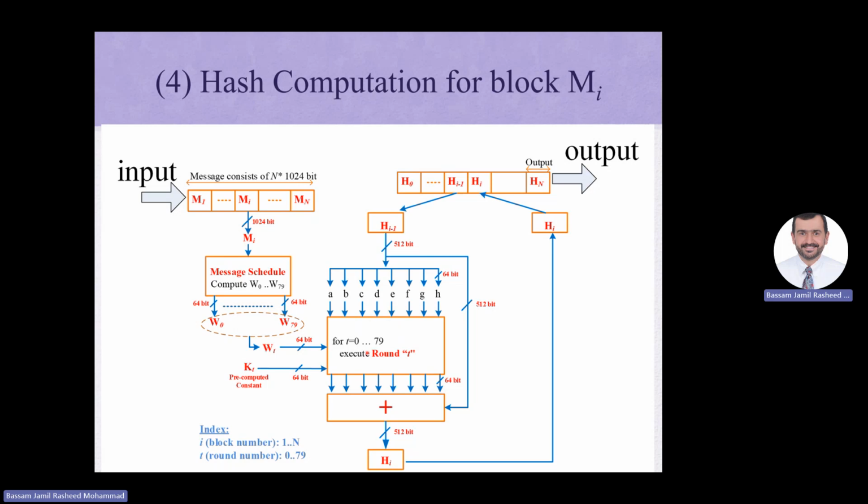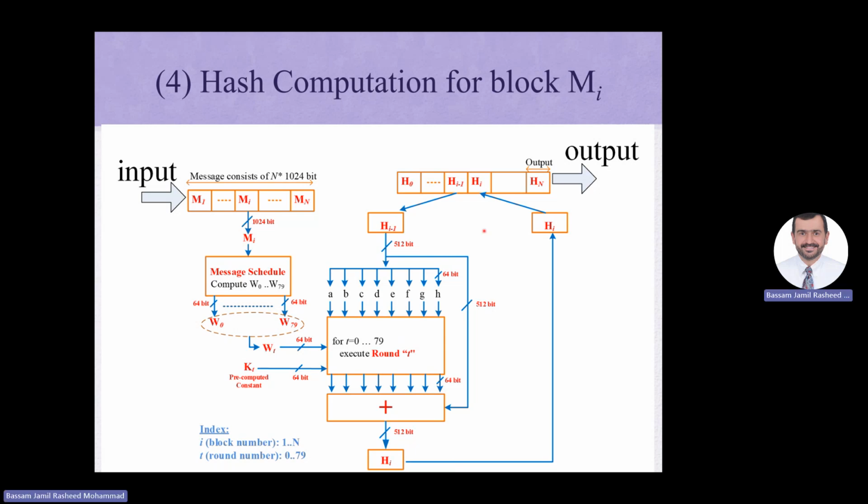But remember, we're going to do this addition after we finish 80 rounds here. We have to go through 80 rounds, then we go through this add, and this produces Hi, and this becomes the output of this stage. Then we go to the next block, which is the block after this Mi. Every block of those is 1024 bits. So to process this block and produce Hi, I have to go through all of this in front of me.